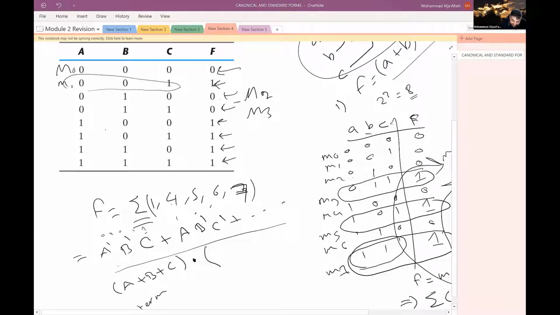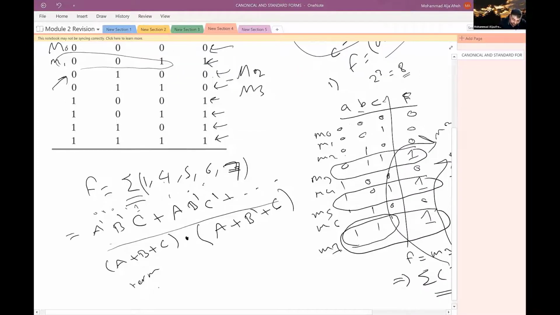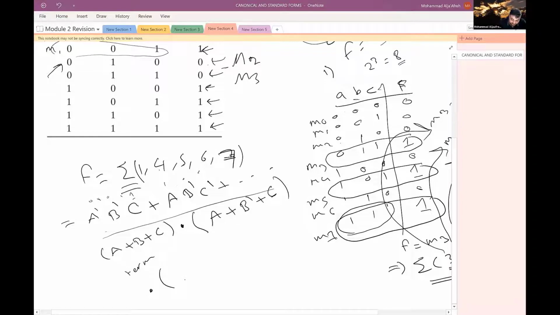m2 can be described as, now look at this, a is at the 0, so it will be written as a, plus b is at the 1, is coded as 1 here. So what I have to do is to negate b. B prime plus now c is at the 0 state, so it will be written like this. And then the last one is m3. m3 is a plus b prime plus c prime.